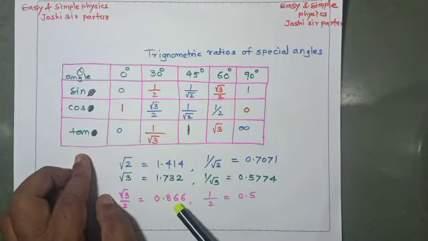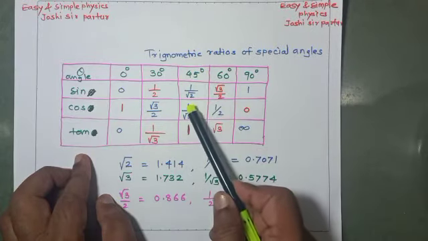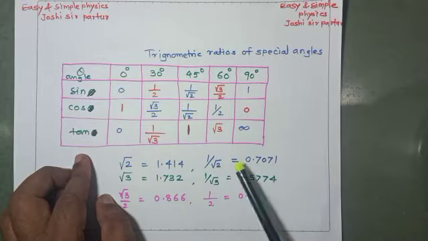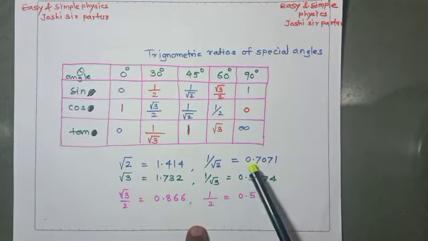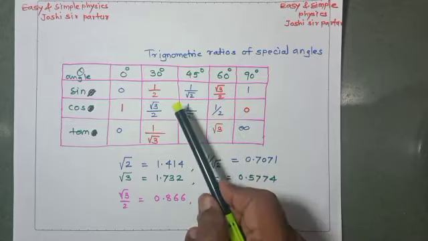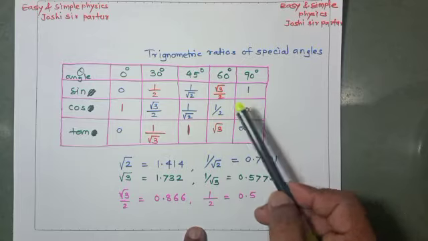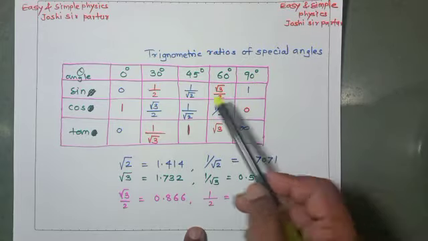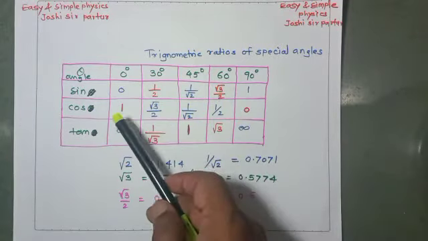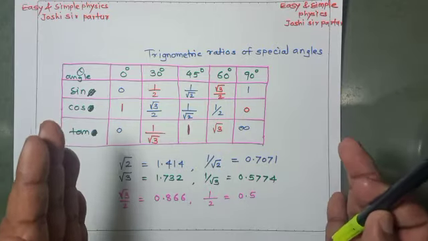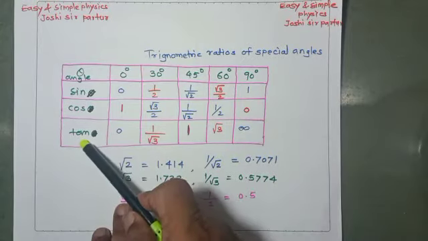Then after 0.866, cos 45 degree is 1 upon square root of 2. Square root of 2 means 1.414, and 1 upon square root of 2 is 0.7071. Lastly cos 60 degree is 1 by 2, means 0.5, and cos 90 degree is 0. Means sine and cosine values go from 0 to 1 and 1 to 0 between these angles.